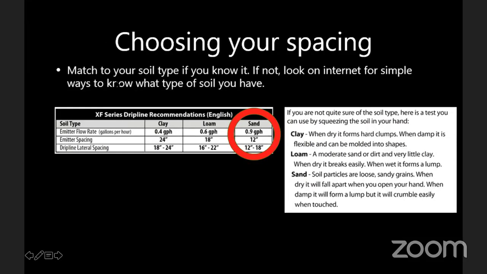So choosing your emitters and your spacing, again, depends on your soil type. That's one of the 3 things that we need to figure out before we start putting our drip irrigation in: to know if we have clay, loam, or sand soil. Clay forms hard clumps. When damp, it is flexible and can be molded into shapes. Loam is moderate sand or dirt and very little clay. Sand is coarse particles. When we put it in our hand, we can feel the graininess, which is one indicator for sandy soil.